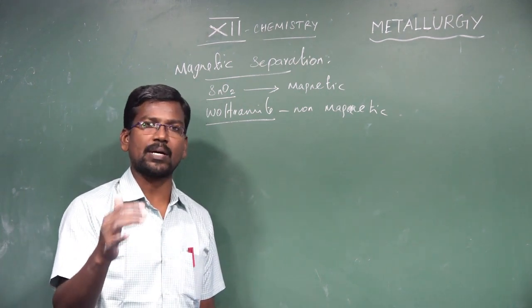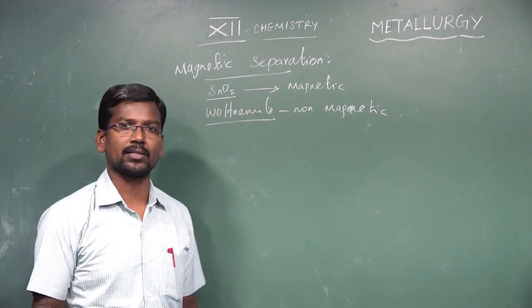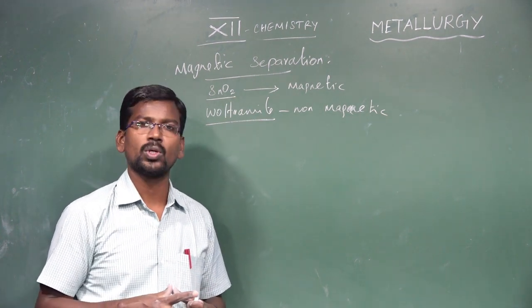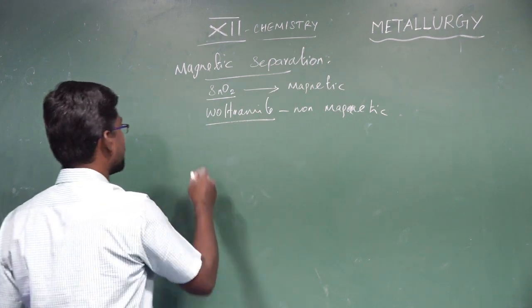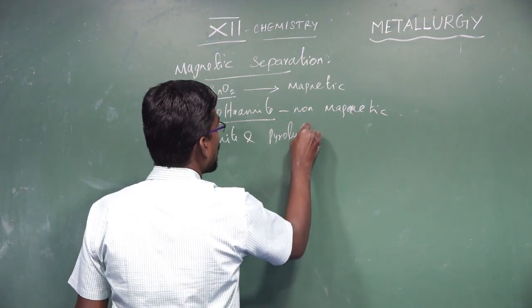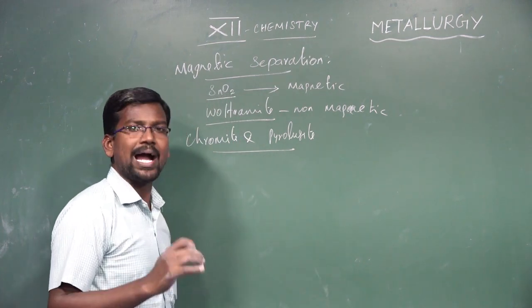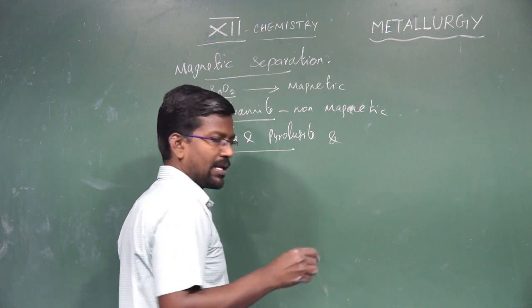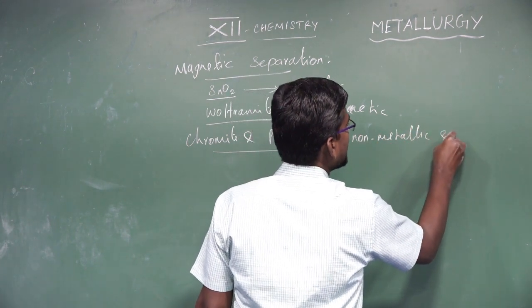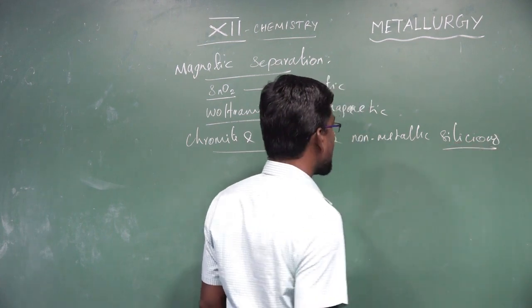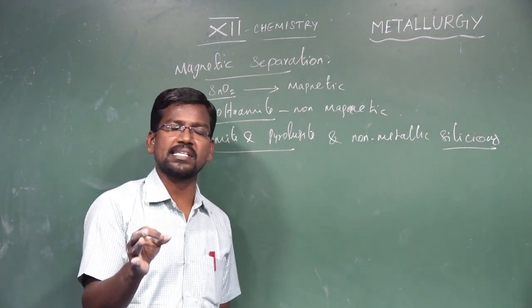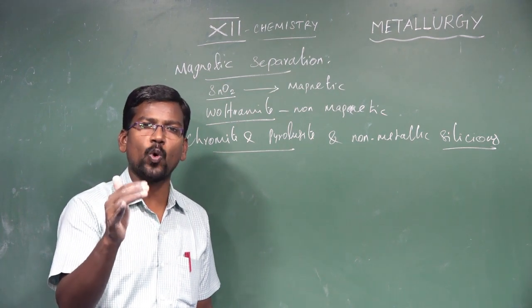The magnetic ore particle can be separated from the non-magnetic impurities of wolframite in the magnetic separation process. Another example: chromite and pyrolusite are magnetic ore particles which contain non-metallic siliceous impurities. The non-metallic siliceous impurities are non-magnetic ore particles. So the magnetic separation process is applicable for separating magnetic ore particles from the non-magnetic impurities.